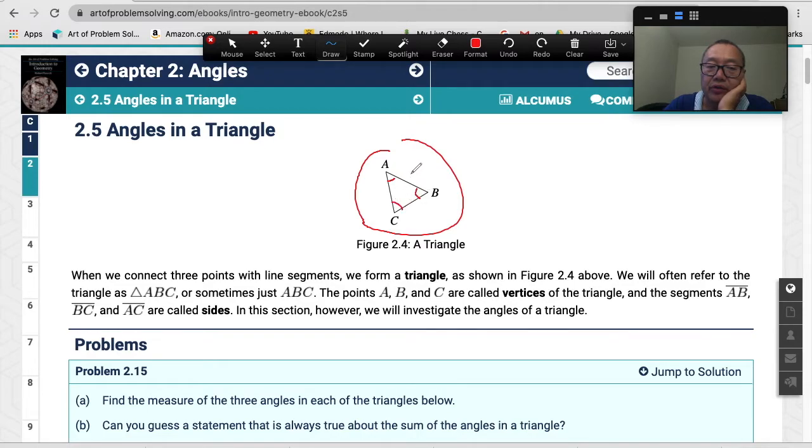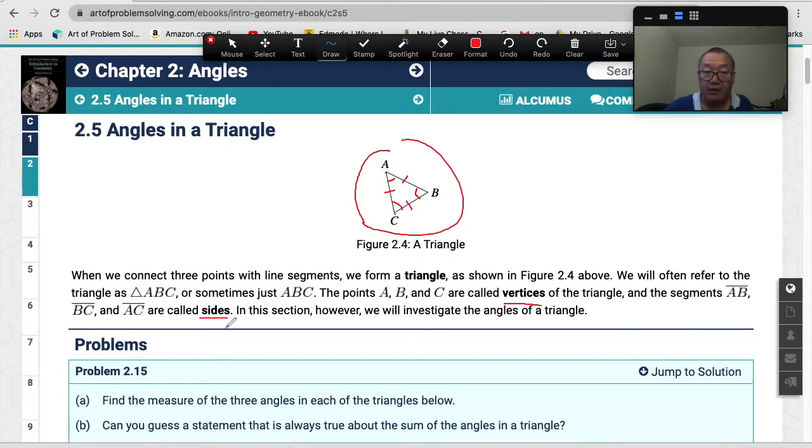So this triangle has three sides, right? Also three angles. In a triangle, these three points A, B, C we call the vertices. Then these sides AB, AC, BC are called sides.